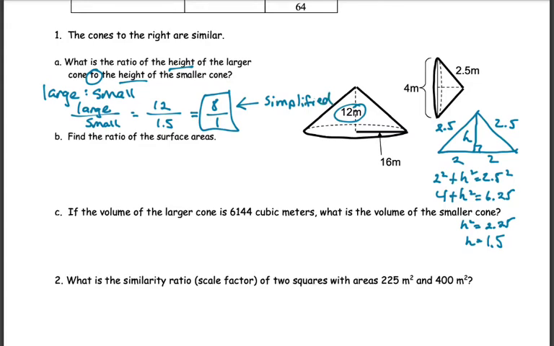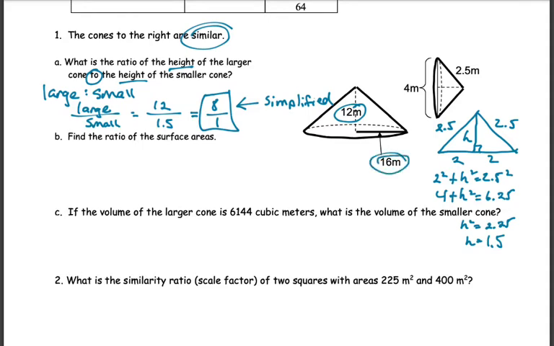Okay, so honestly, that was the harder way to work that problem. If you've got similar figures, that means every dimension was changed by the same amount. So I could have just taken the radius and done a ratio of the radii. That would be the same as the ratio of the heights.